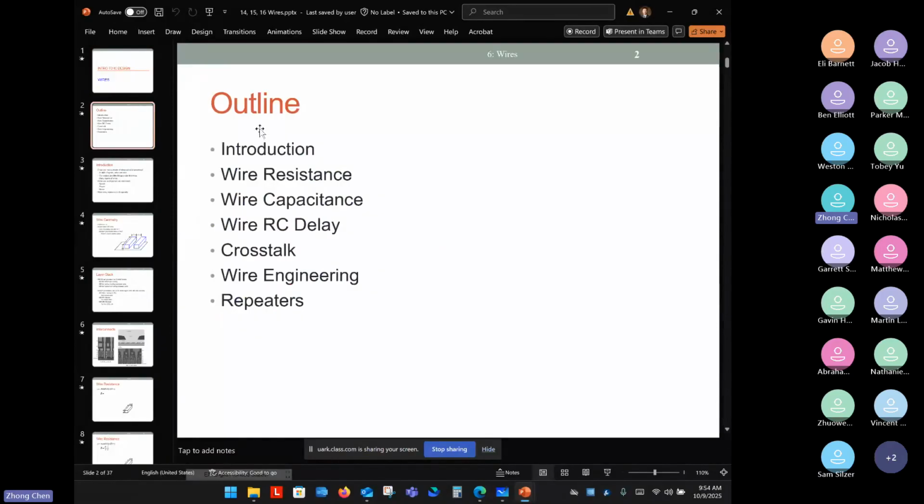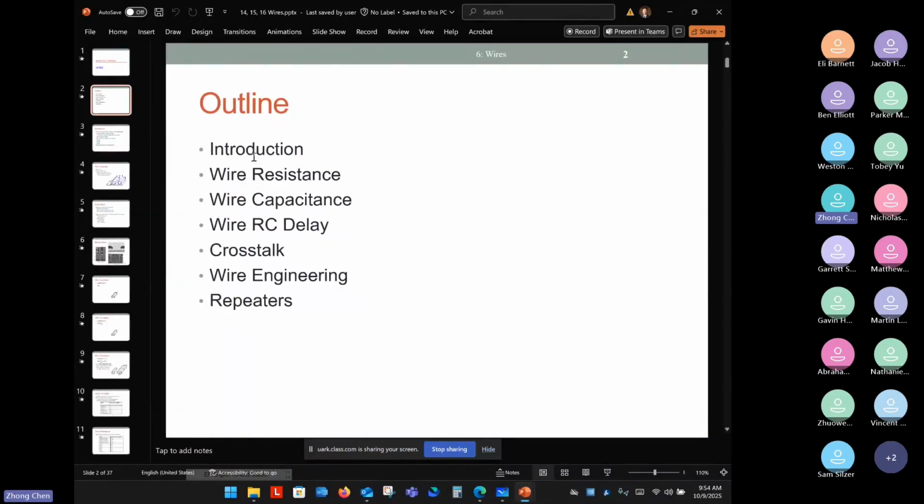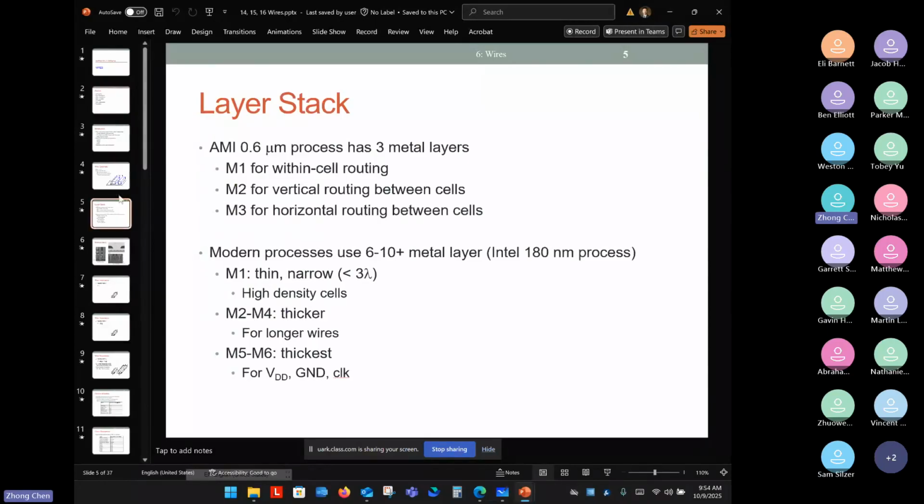So as I said, the outline for this chapter is that we give some introduction, as I did: why the wire is very important. What we care about is the wire resistance and the capacitance. So the chapter will start to talk about the resistance value, how to extract that, and what the real value looks like, what the capacitance value is and where it comes from, and how to estimate the delay, and talk about crosstalk and wire engineering, and how to prevent that with a repeater. Okay, so let's quickly go through that.